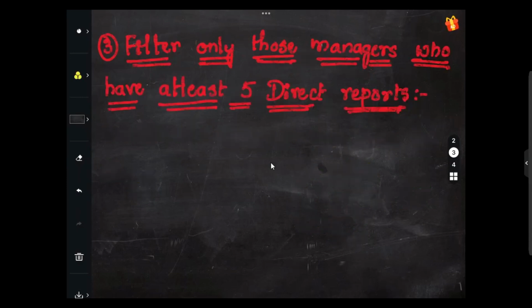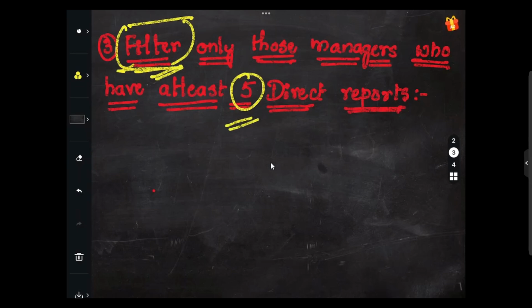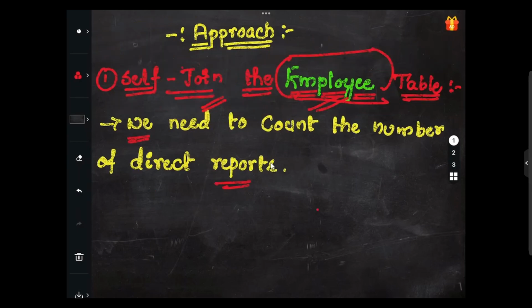So the third one here is we have to filter only those managers who have at least 5 direct reports. So we will be making use of the filter. Here, this is important. Filter only those managers who have at least 5 direct reports. So this is what we'll be doing. So these are the 3 steps that we need to keep in mind. This is the approach that we'll be going with.